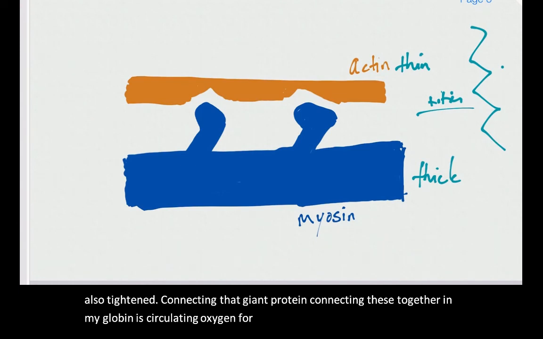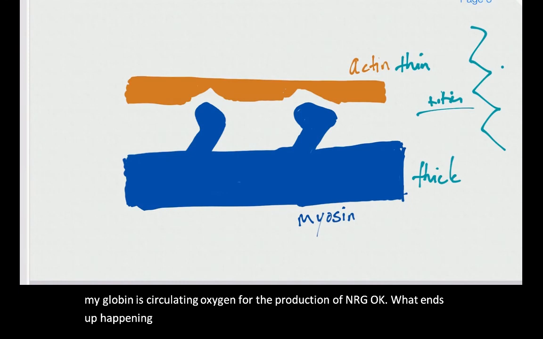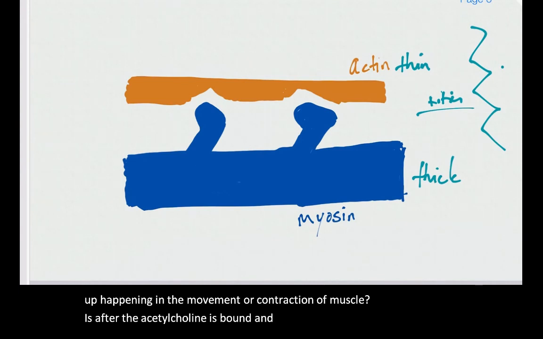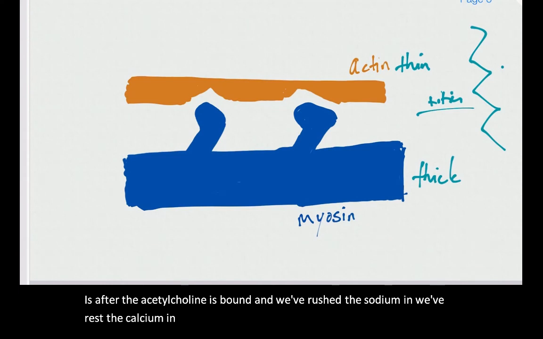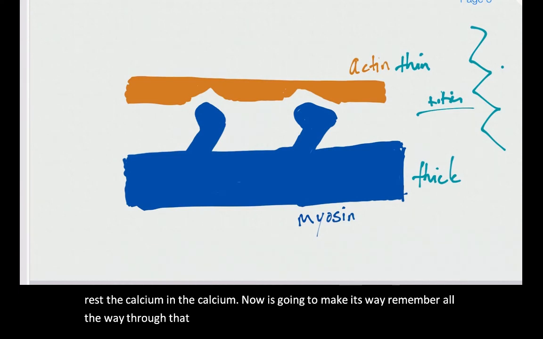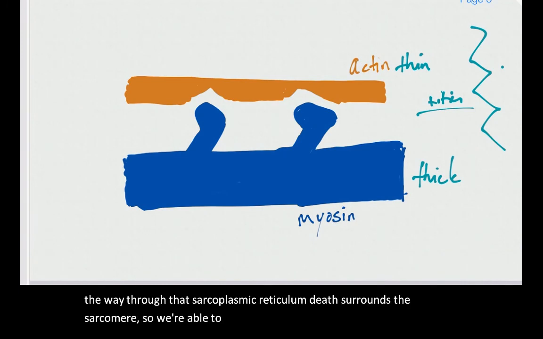Okay, so what ends up happening in the movement or contraction of muscle is after the acetylcholine is bound and we've rushed the sodium in, we've rushed the calcium in, the calcium now is going to make its way, remember, all the way through that sarcoplasmic reticulum that surrounds the sarcomere. So we're able to release calcium at the myofibrils.